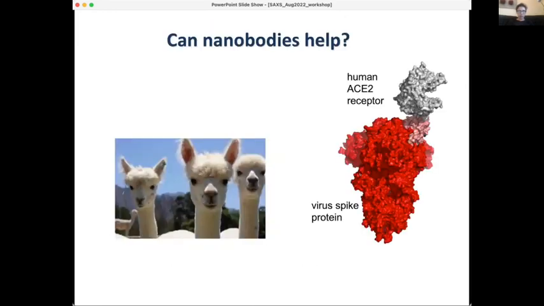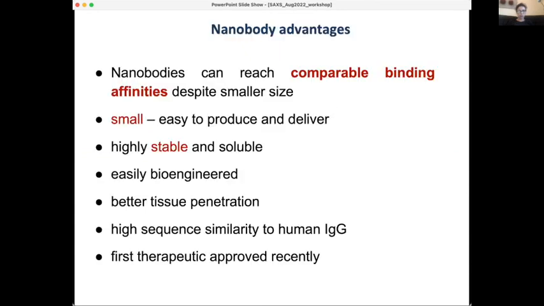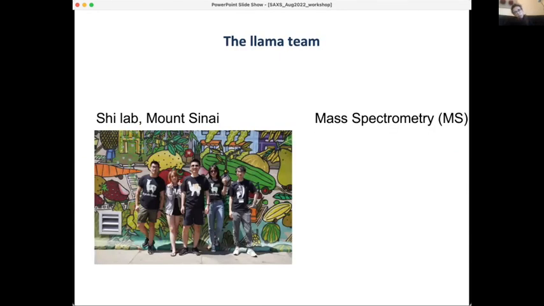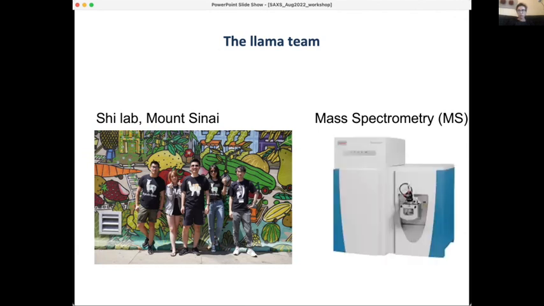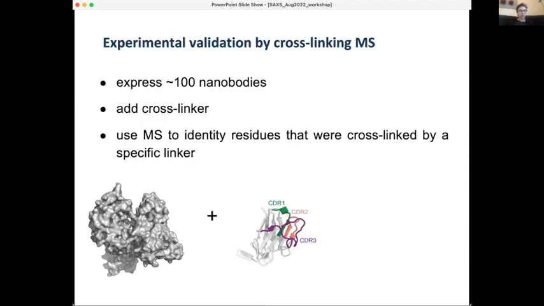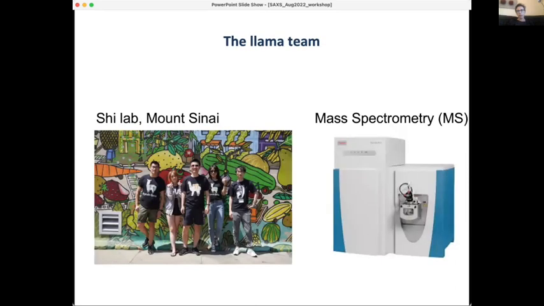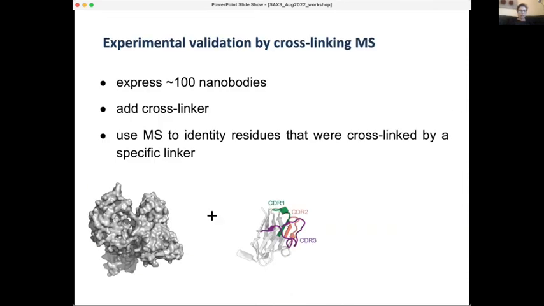And when the pandemic started, we were interested to see if we can develop nanobodies to neutralize the SARS-CoV-2 virus. We were working with the lab of Yi Shi, now at Mount Sinai. They have a technology based on mass spectrometry to identify all the antigen-specific nanobodies from the serum of the llama. The approach works as follows. You immunize the animal, and after a couple of months, you get the serum, and you identify the sequences that bind to your antigen using mass spec. Now they express around 100 of them, although they can identify thousands of sequences.